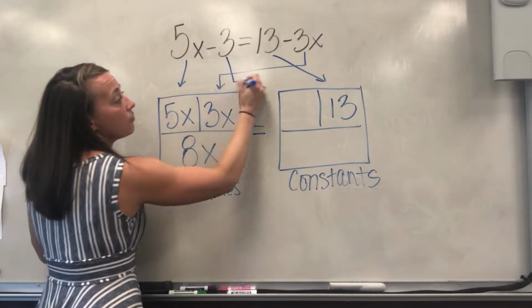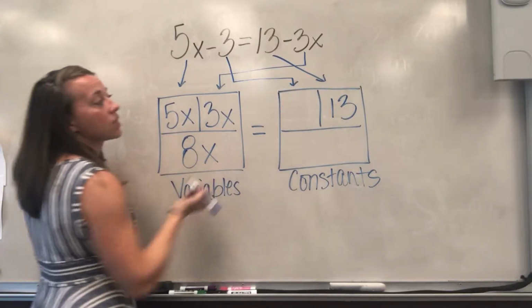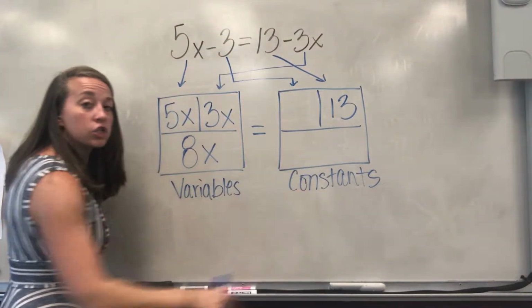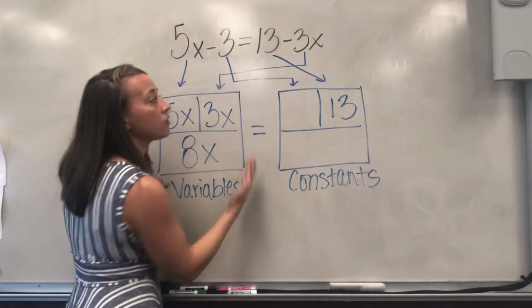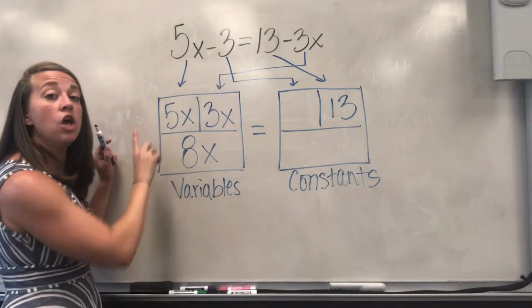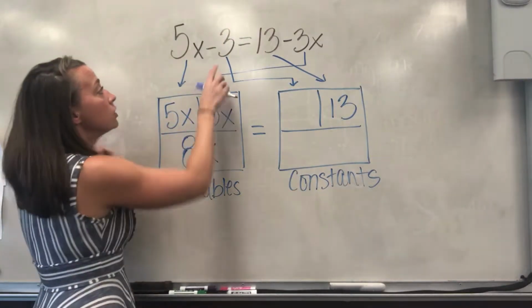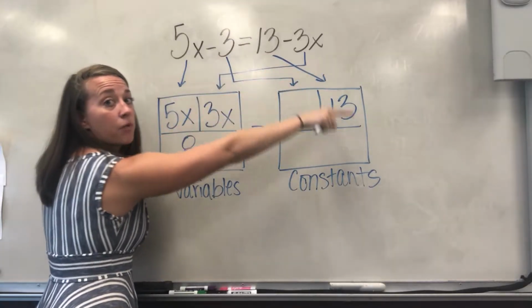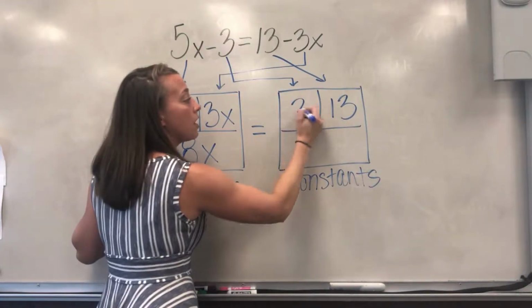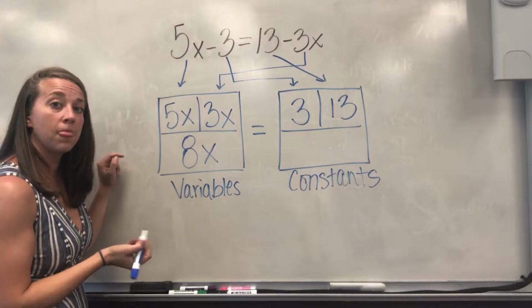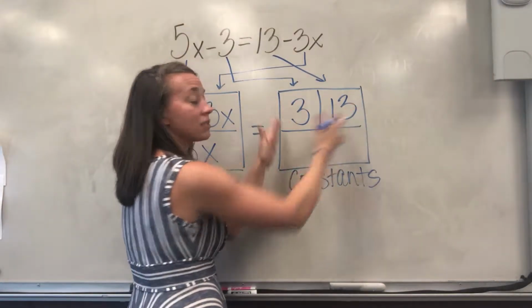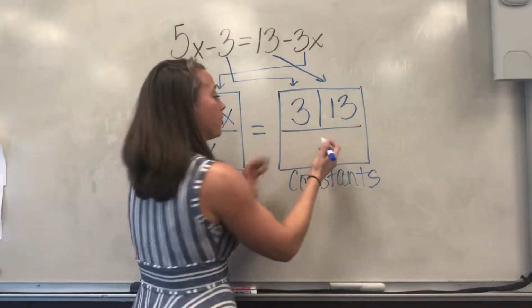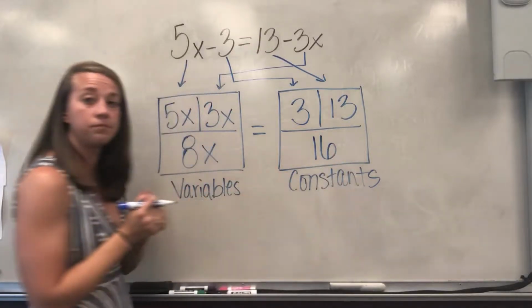I have a negative 3 that's going to have to come over to the right. So remember what I said, if you cross the center line or you cross that equal sign, you need to change the sign. So this is negative 3. I'm going to bring it over to the right and it's going to become positive 3. And again, I'm going to take the two top boxes and combine them. 3 and 13 give me 16.